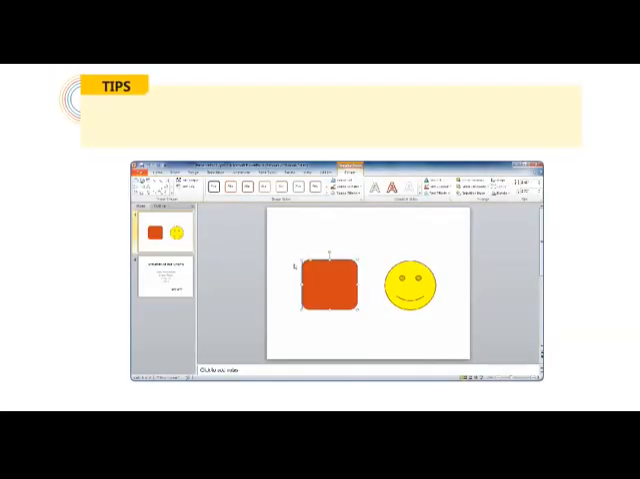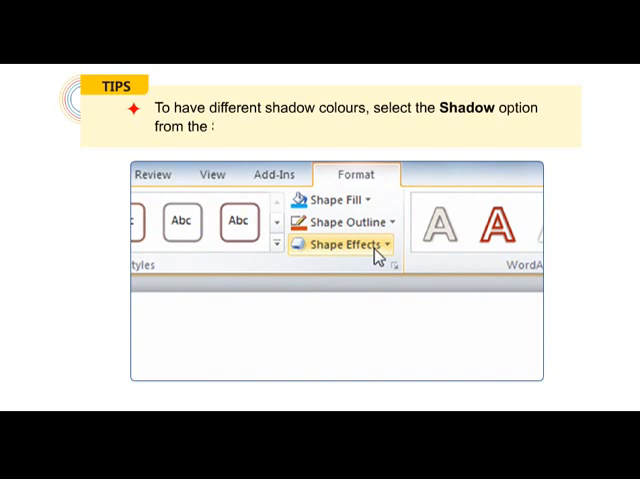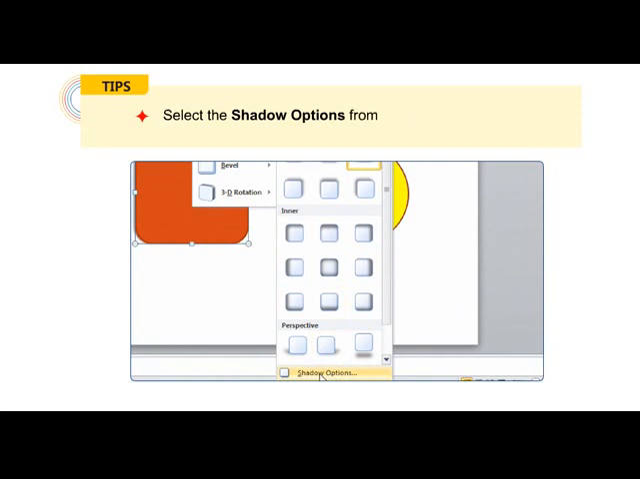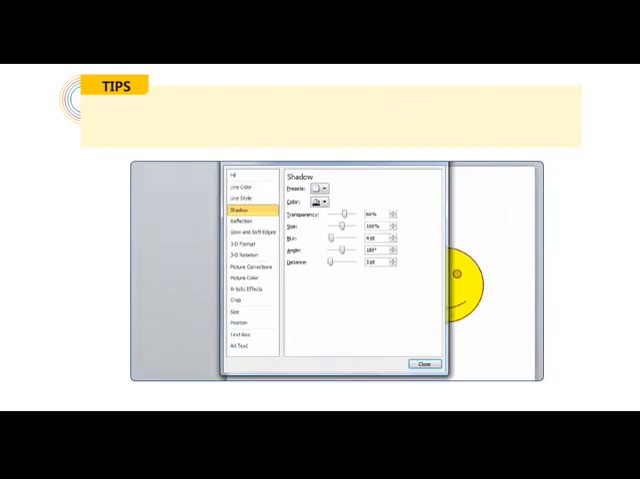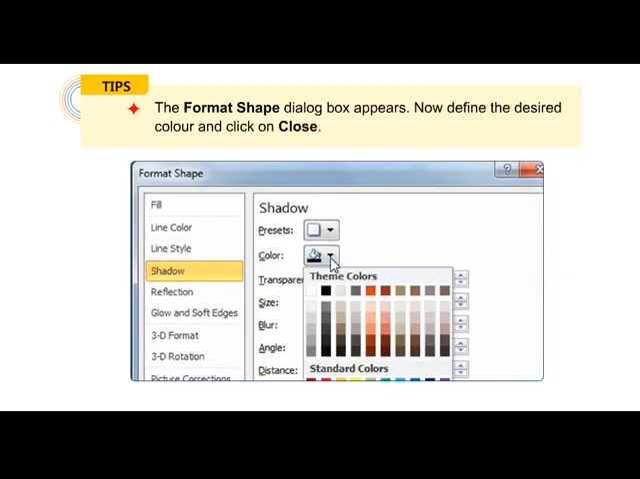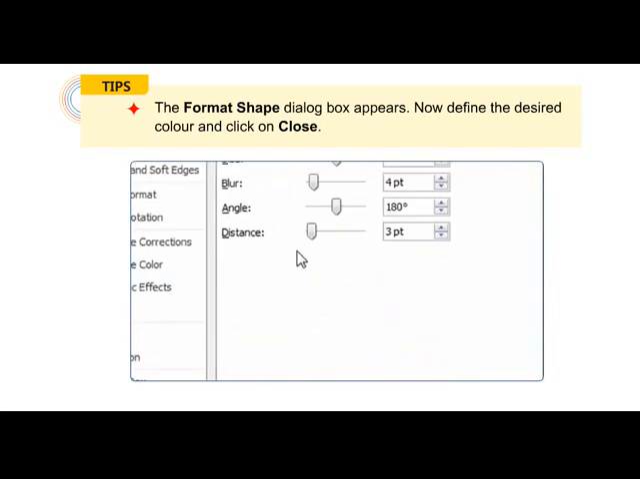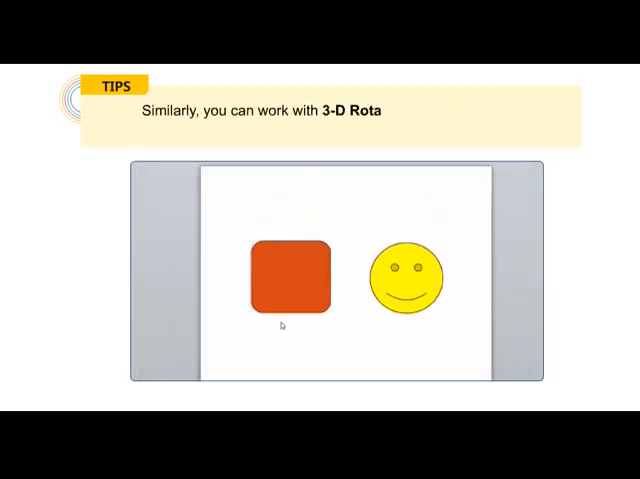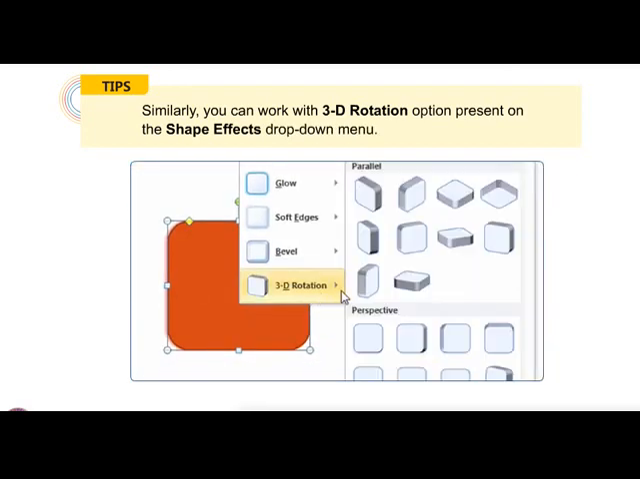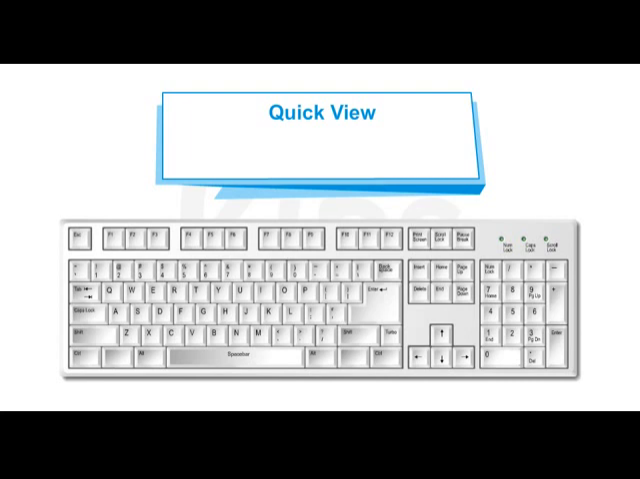It's time to note some important tips. To have different shadow colors, select the Shadow option from the Shape Effects drop-down menu. Select the Shadow option from the cascading menu. The Format Shape dialog box appears. Now define the desired color and click on Close. Similarly, you can work with 3D rotation option present on the Shape Effects drop-down menu. Students know that you press the Ctrl+P key combination to print the slides of a presentation.